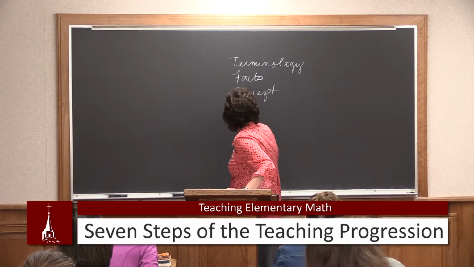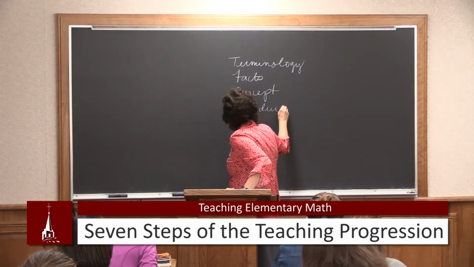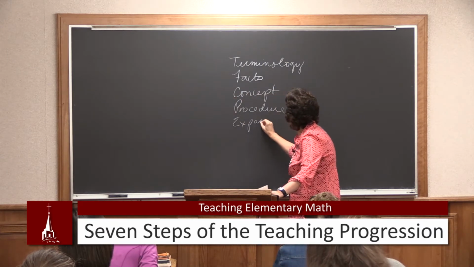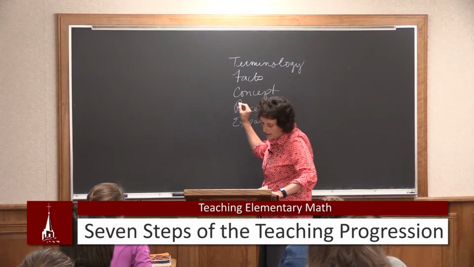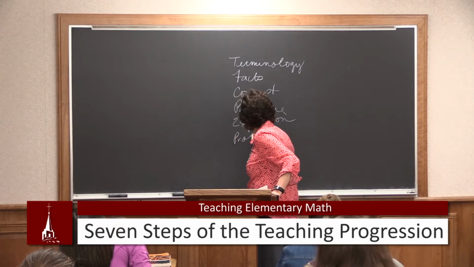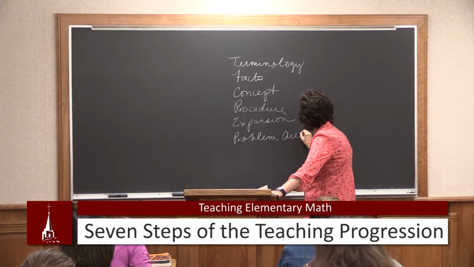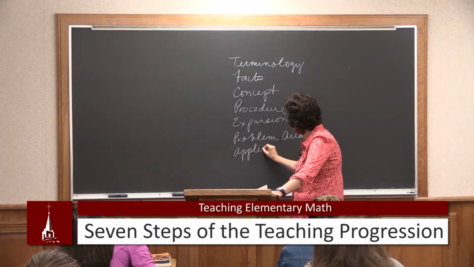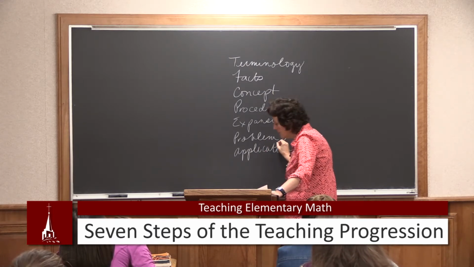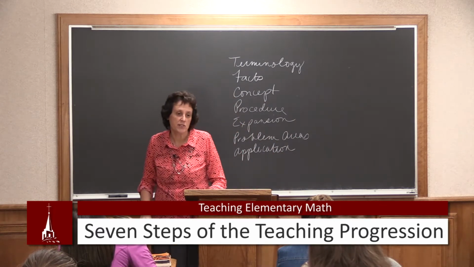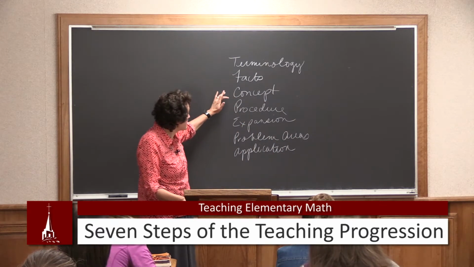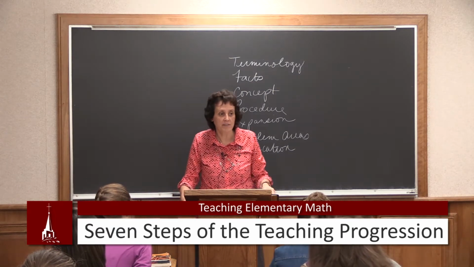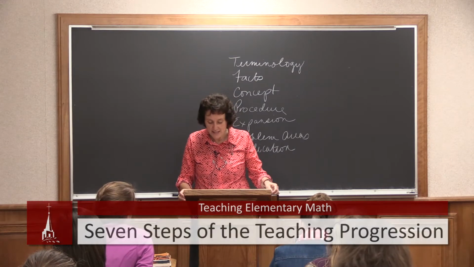Then we have procedure. Each of these is a step, and I want to give a definition and explain exactly what I mean. Expansion. And problem areas. And last is everybody's favorite, application. Okay, so there's the 7 steps of the teaching progression. We have terminology, facts, concept, procedure, expansion, problem areas, and application. So I'm going to go through each one of these and tell you what I mean by them.